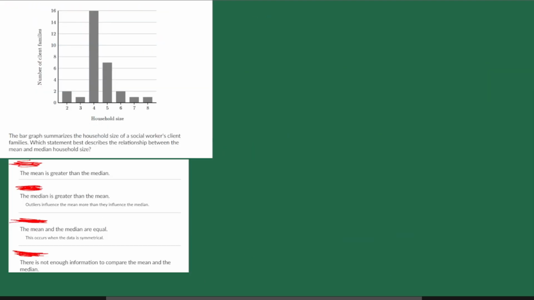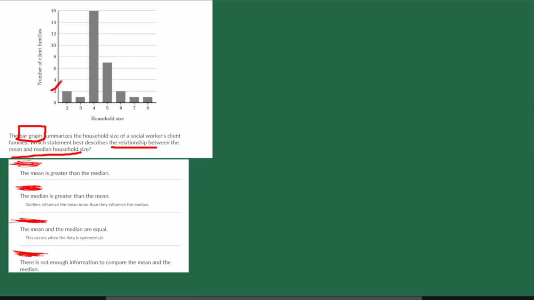All right, so I have a question here. There's reasoning behind every single one of them, except for this one for some reason, but we're just going to figure this out right now. The bar graph summarizes, and right here is the first instance of a bar graph. It's different from a histogram, by the way. You could watch a video on that, but just know that it's different, and it's not really that important for this anyway. It summarizes the household size of a social worker's client families. Which statement describes the relationship between the median and the mean? Again, they want you to compare the median and the mean.